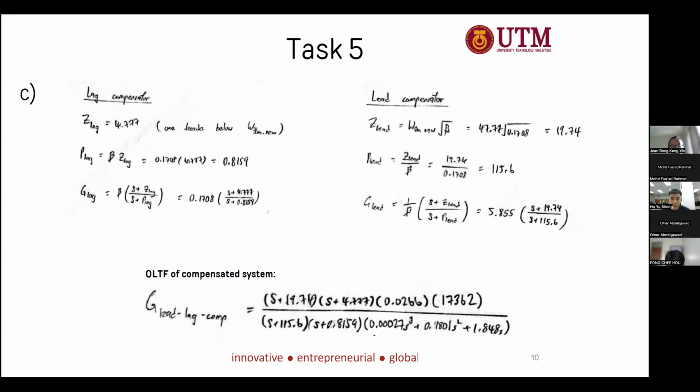we obtain the zero of the lead compensator by using the formula: the new omega phase margin times the square root of the beta, you get 90.74. And the pole of the lead compensator will be the zero of the lead compensator divided by the beta, you get 115.6. And finally, we multiply the lag compensator, lead compensator, and the original transfer function, you get the final lead-lag compensator system transfer function.